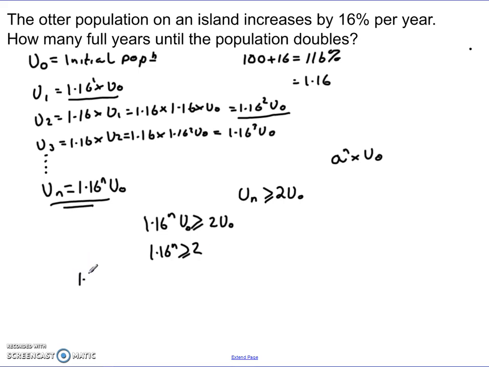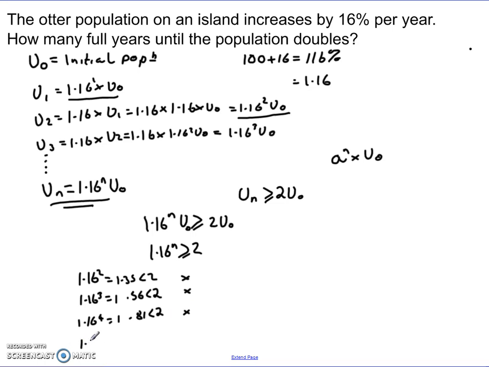Okay, so we could say 1.16 squared equals 1.35 to 2 decimal places. That's less than 2, it's not doubled. After 3 years, 1.16 cubed equals 1.56, which again is still less than 2, so it's not doubled yet either. 1.16 to the power of 4 equals 1.81, which again is still less than 2. So we've not doubled our population yet.